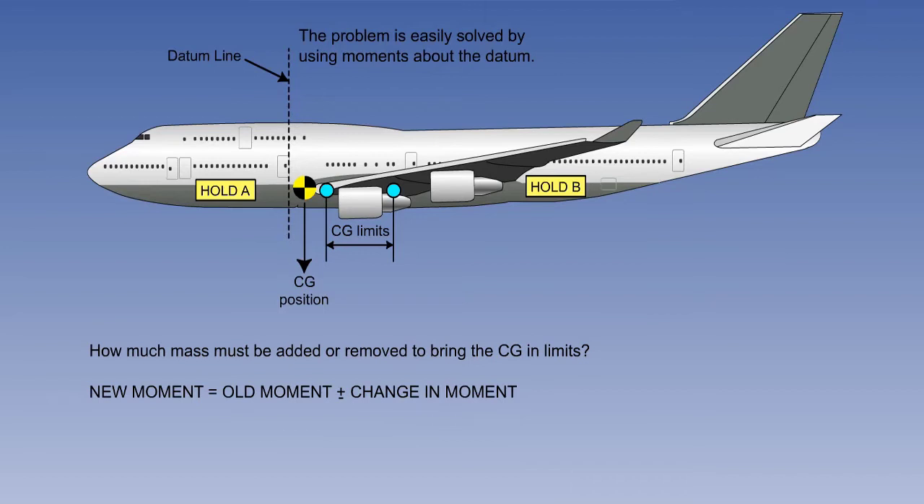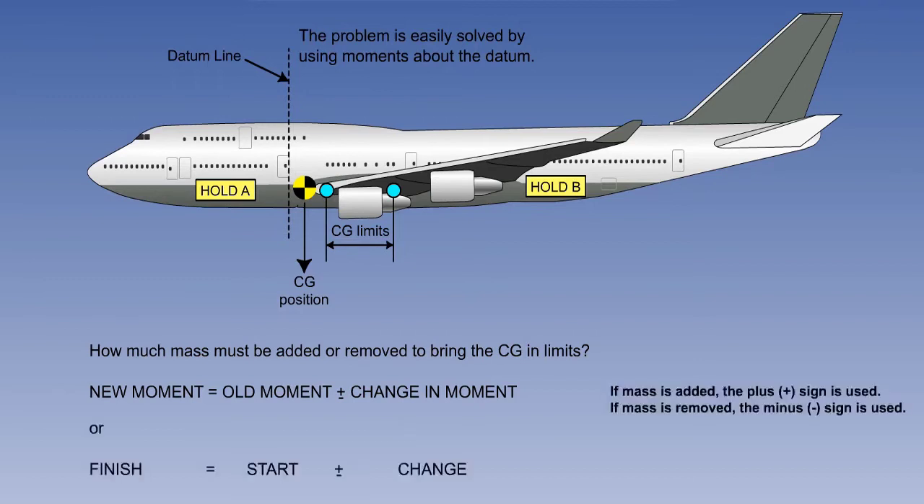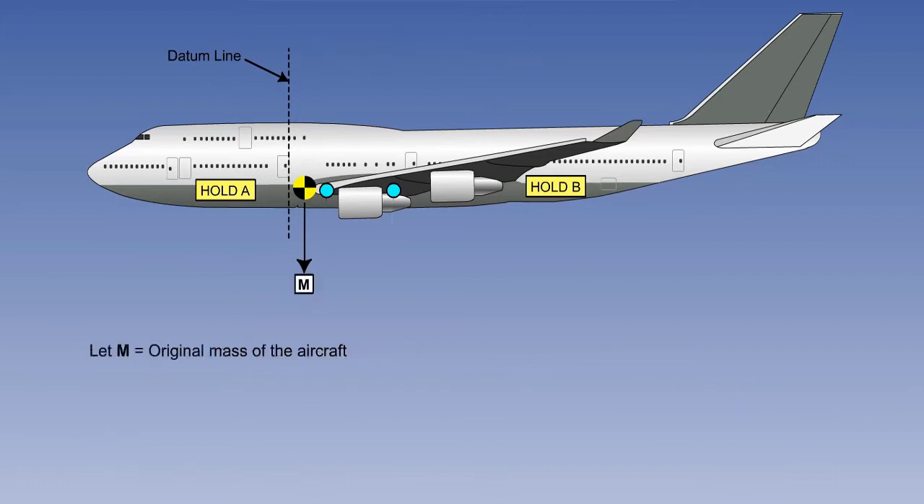This can be represented by the formula: new moment equals old moment plus or minus change in moment. Another way of looking at this is to say that the finish equals the start plus or minus the change. The plus and minus is explained by using a plus sign when mass is added and a minus sign when mass is removed. Using the basic formula, new moment equals old moment plus or minus change in moment, we can proceed in constructing the detailed parts of the formula.